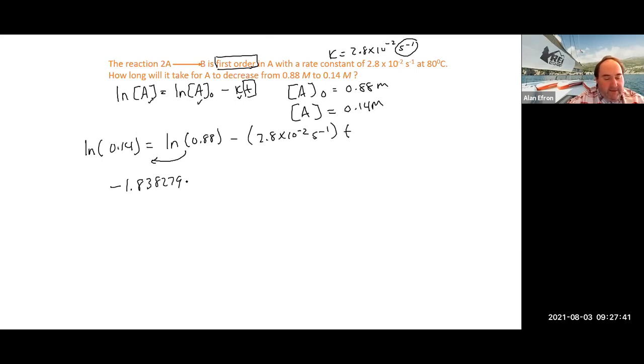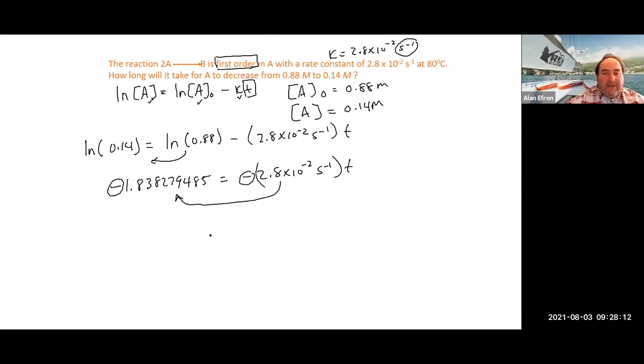1.838279, not rounding too much. Why not? Let's add a few more numbers. There we go. That equals minus 2.8 times 10 to the minus 2 reciprocal seconds, times t. We obviously are then going to divide this to the other side, not only dividing the number, but there is a negative there that needs to be divided into a negative here. That way we do not end up with a negative time, which, as you know, probably does not occur, negative time.